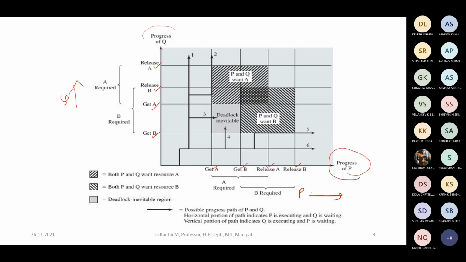Let me begin with situation 1, as shown in the diagram. Consider that you begin with process P, but here I'm moving towards Q. So Q will acquire B, then it will acquire A, then release B, then release A.